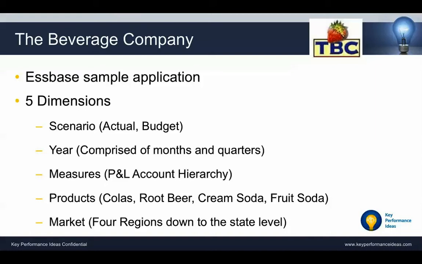We have an Essbase application that contains 5 dimensions. The scenario dimension contains actual and budget data. The year dimension contains months, which roll into quarters. The measures dimension contains a rather simple P&L hierarchy. The products dimension contains our beverage product offering consisting of colas, root beer, cream soda, and fruit soda. The market dimension captures where we sell our products by state into one of the 4 regions in the U.S.: East, West, Central, and South.